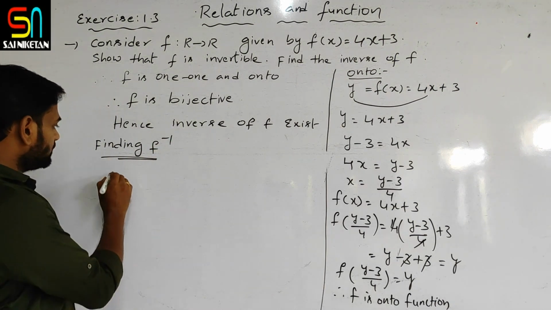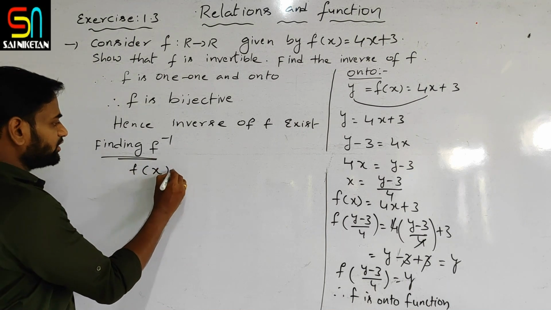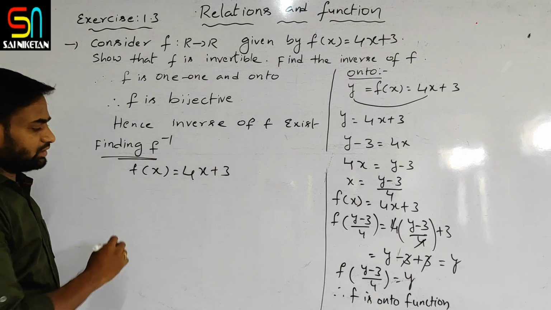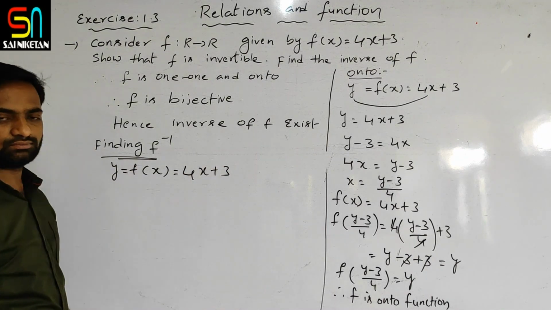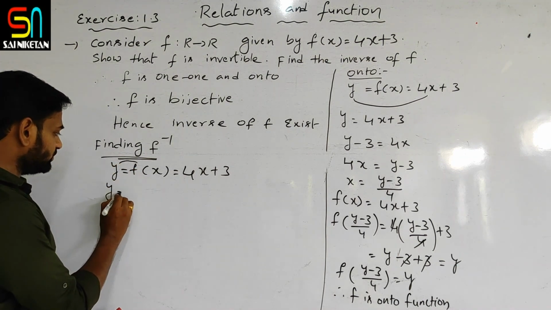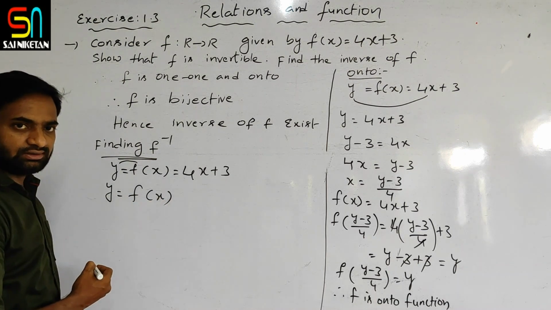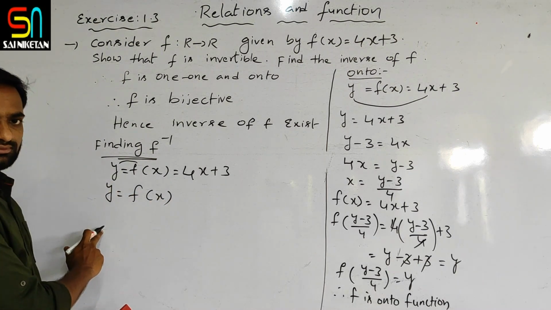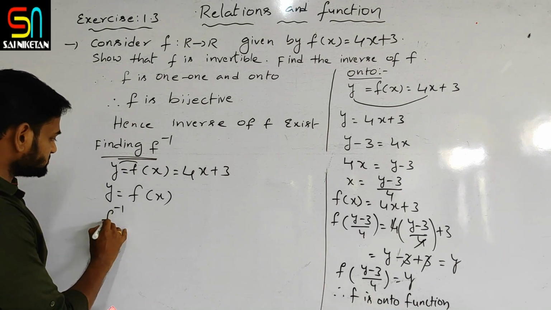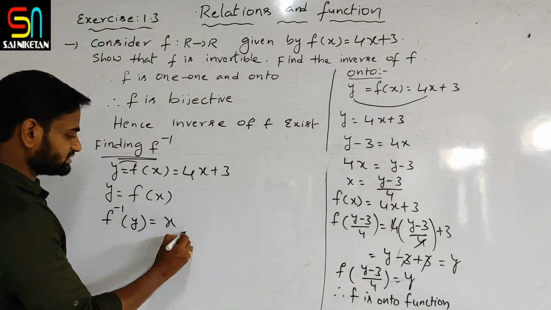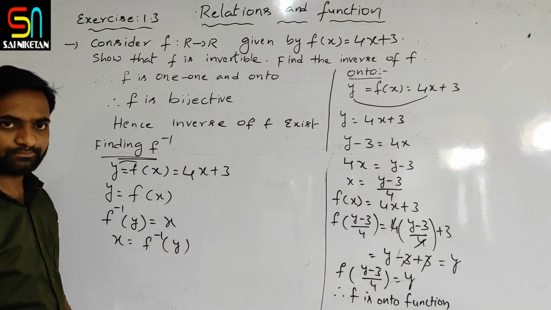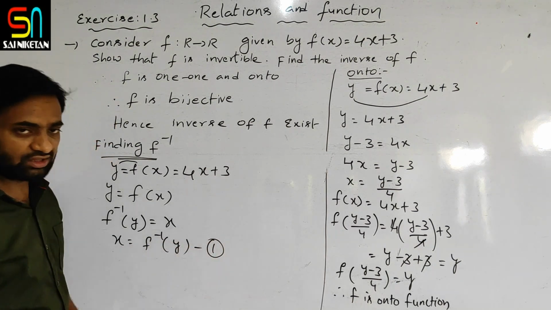Now see, what is the given function? f of x equal to 4x plus 3. Take this function as y. Now equate these two. That is, y equal to f of x. Next, send this f to this side. Then it will be f inverse. That is, f inverse of y is equal to x. From this, x equal to f inverse of y. Say this is equation 1.